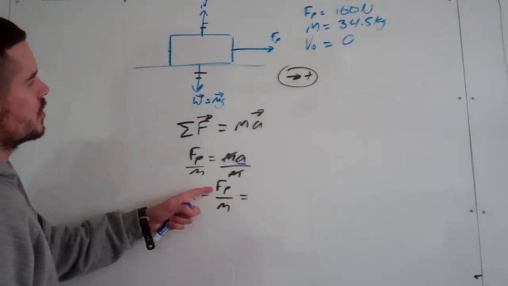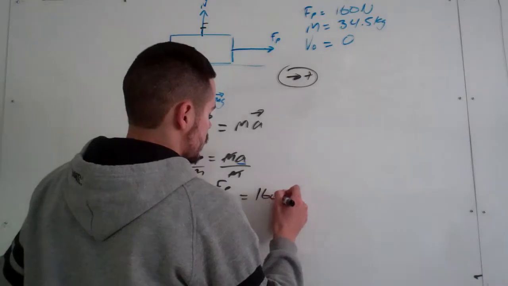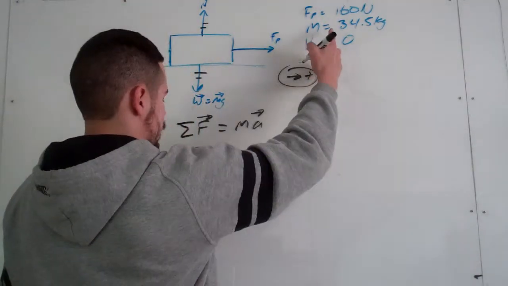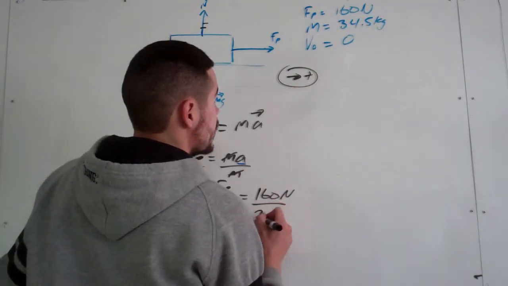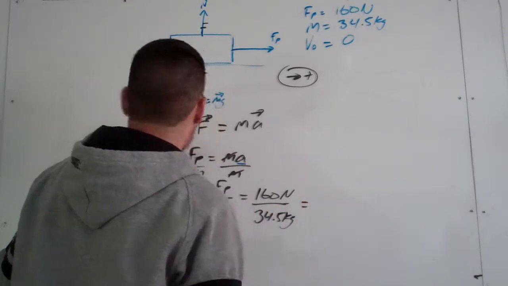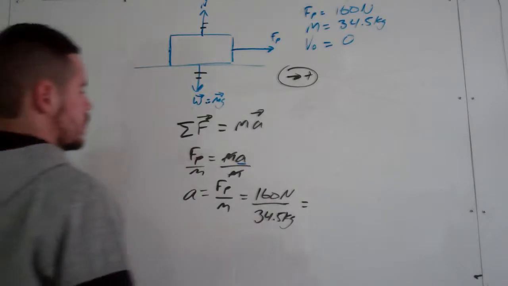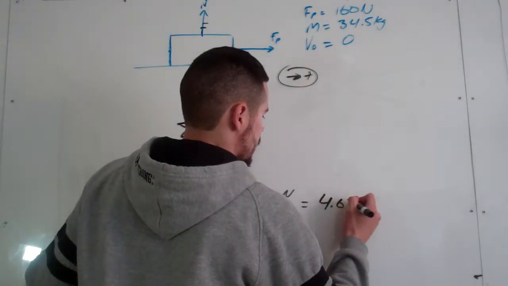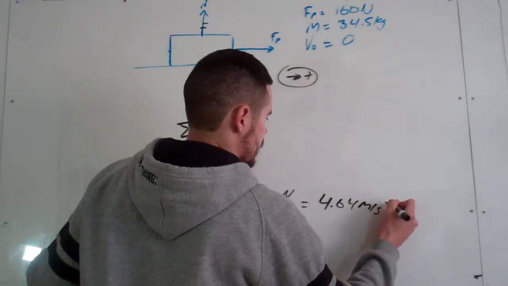So when we have the force of the pull, that's 160 newtons divided by 34.5 kilograms, which gives us 4.64 meters per second squared.